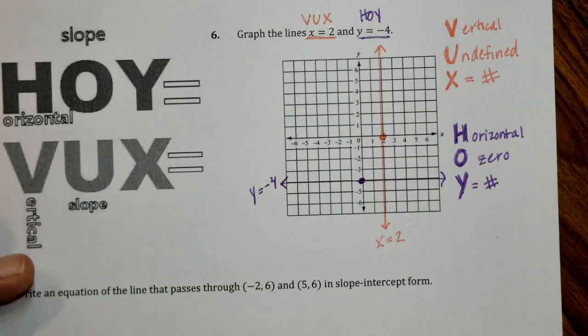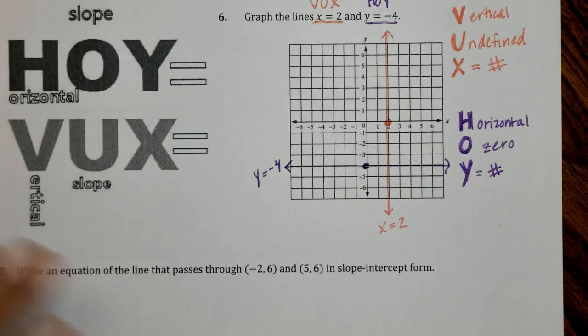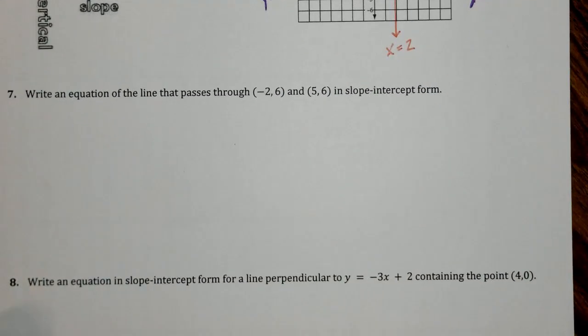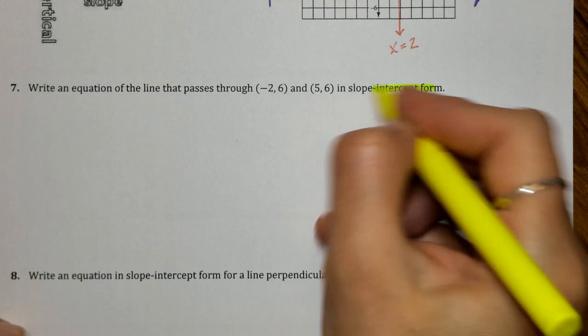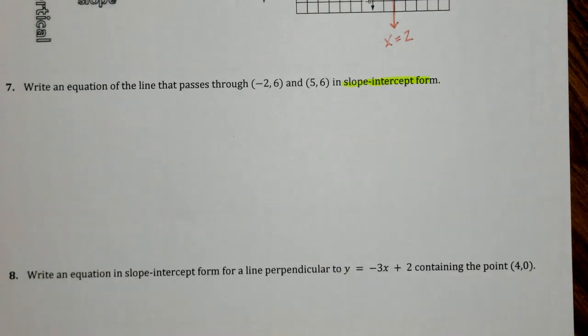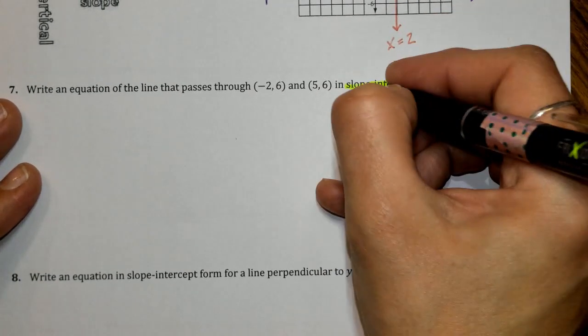Okay, so let's take a look at the first problem here under this. We're going to write an equation of a line that passes through -2, 6, and 5, 6 in slope-intercept form. This is going to be your y equals mx plus b. So let's see exactly what happens here.